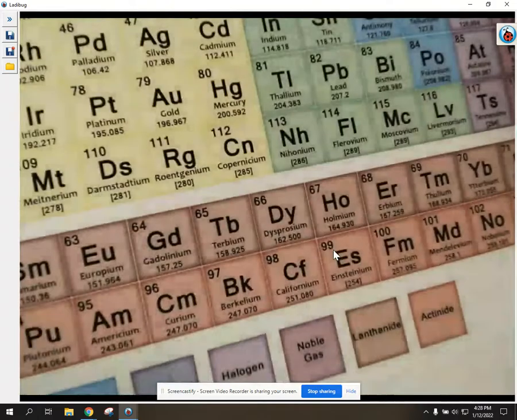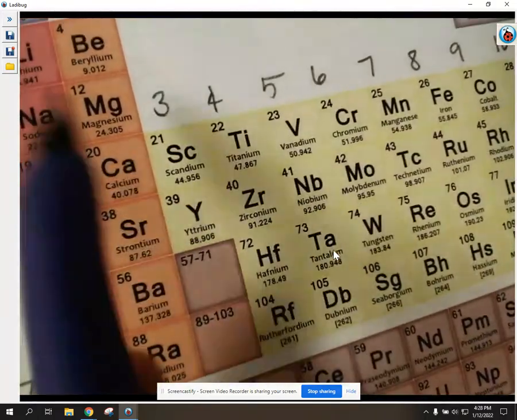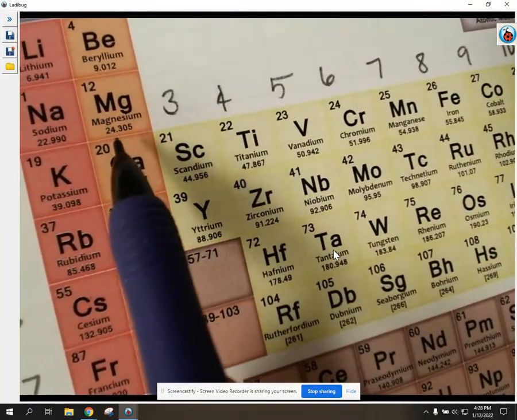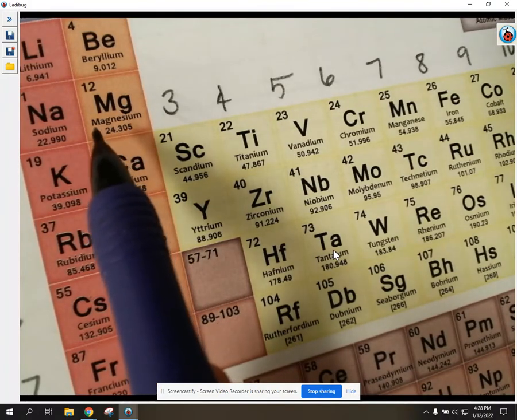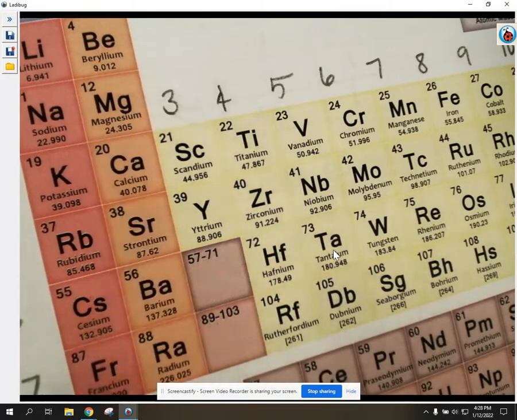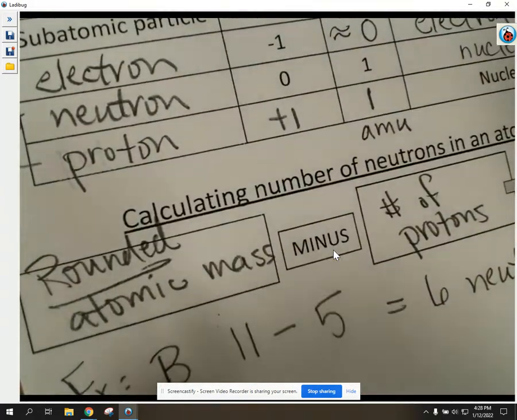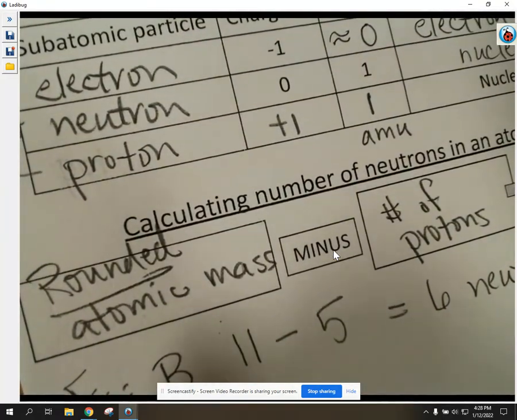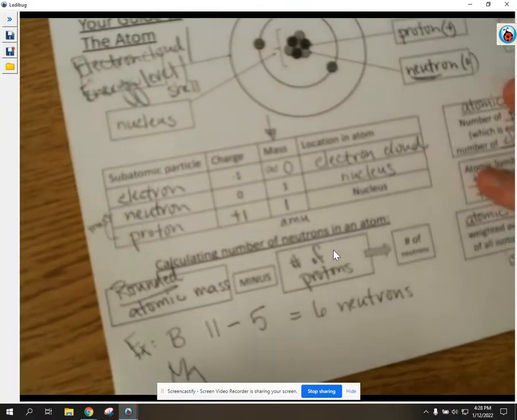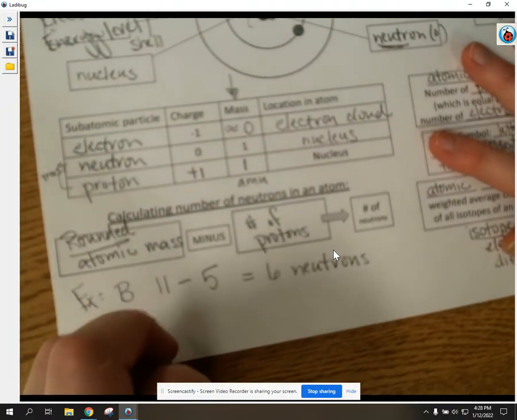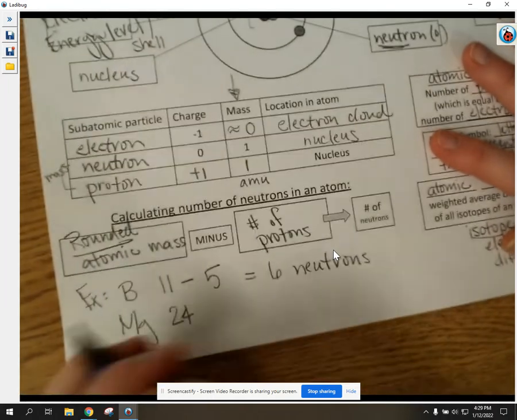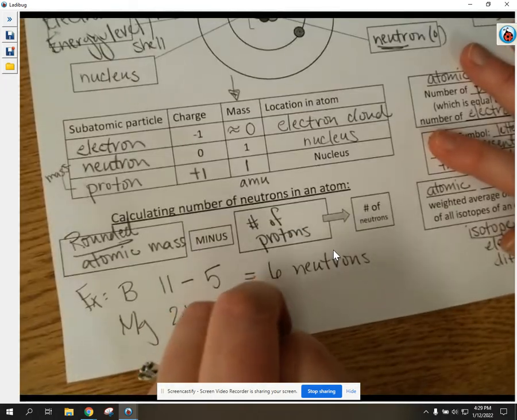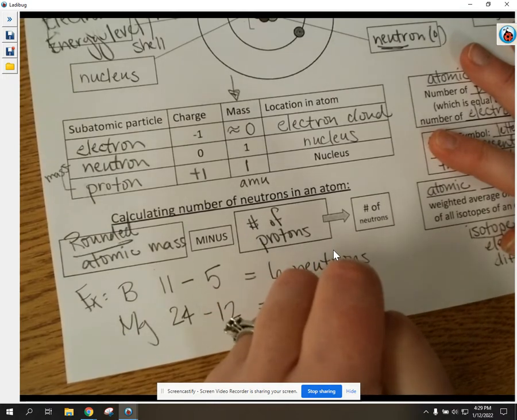Let's do one more example, and then I will let you go. Magnesium, where is it? Okay, we round 24.32 to 24. So 24 minus the number of protons, 12, is obviously 12. So for magnesium, 24 is the rounded atomic mass, minus 12 equals 12 neutrons.